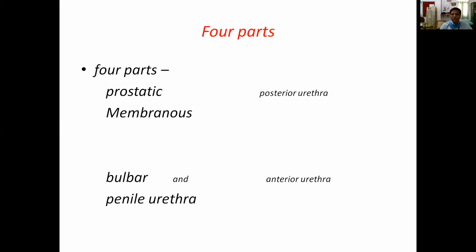The male urethra has anatomically 4 parts. The prostatic urethra and the membranous urethra both constitute the posterior urethra. They are deep to the perineal membrane, within the pelvis. They are the inner parts, whereas the exposed parts are the bulbar urethra and the penile urethra, which constitute the anterior urethra. So sometimes we will call them anterior and posterior urethras, or anatomically prostatic, membranous, bulbar and penile parts of the urethra.